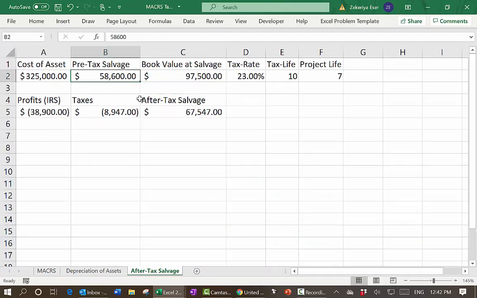Just to give an example, let's say you were able to sell this at $125,000. Then, as far as IRS is concerned, you sold something at $125,000 when it was worth only $97,500, and it cost only $97,500. Hence, you made a profit of $27,500, paid the taxes on that. Your after-tax salvage value is indeed lower than the pre-tax salvage value.